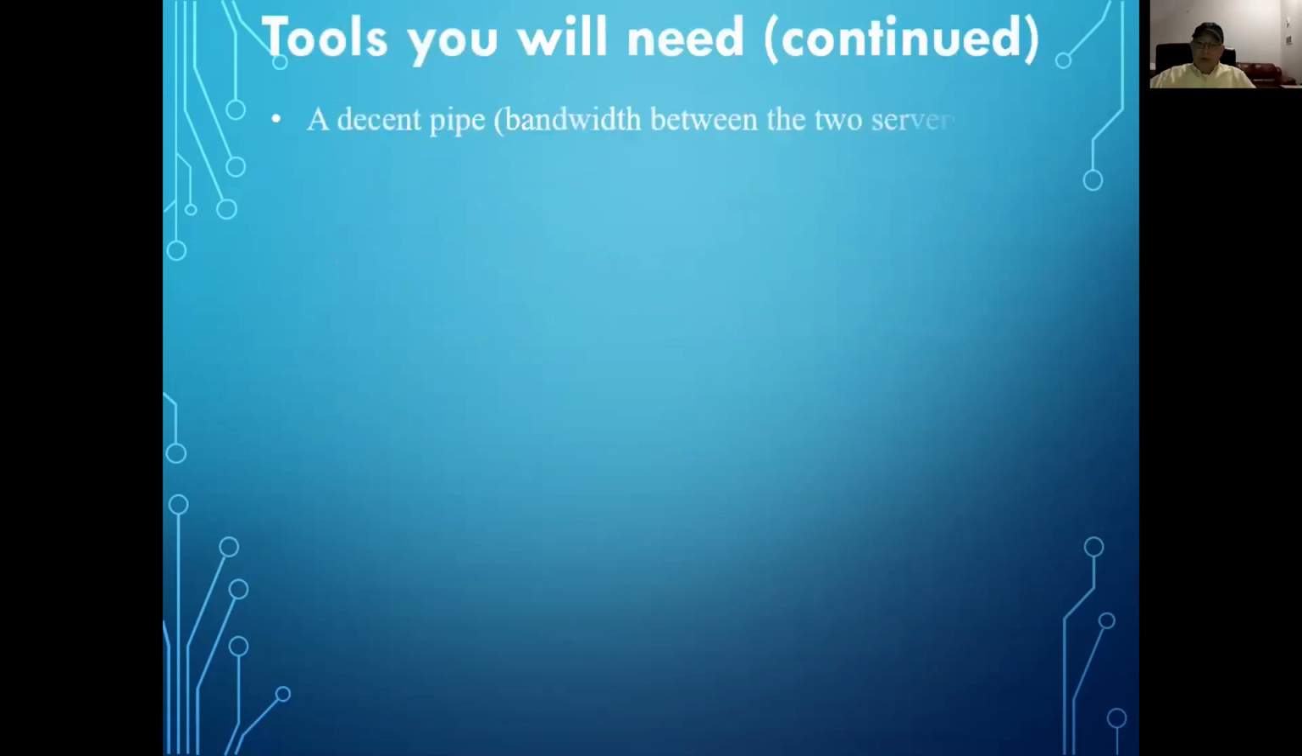Other tools need a decent pipe because of the bandwidth between the servers. When you first start up the replication, it could take a lot of bandwidth. If you have a narrow pipe, it's going to take longer to replicate. It's going to take a weekend, or 5 days. 1.2 terabytes on 100 megabits is going to take a week.